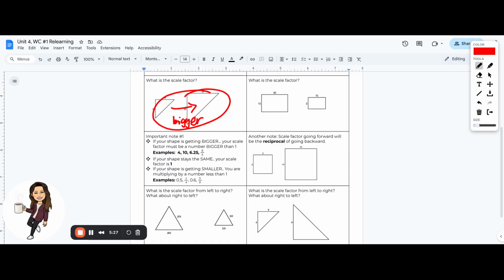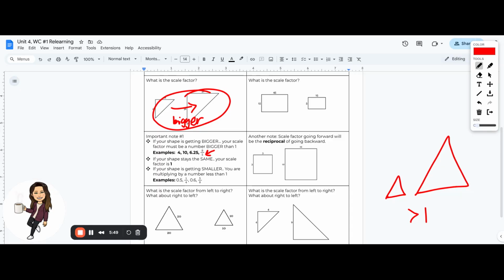It could be a fraction where the top is bigger than the bottom, an improper fraction like 8/5. That's bigger than 1. So you can use that. If I'm asking you, hey, what's the scale factor from here to here, you're going to know that it's getting bigger, so it should be a number bigger than 1.